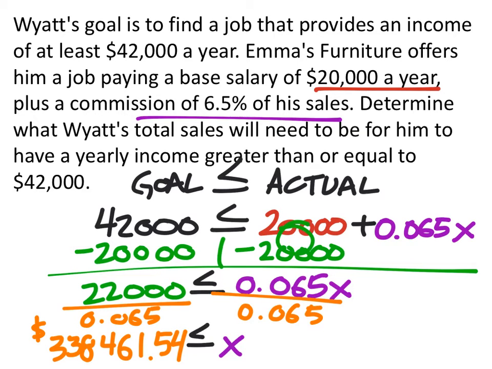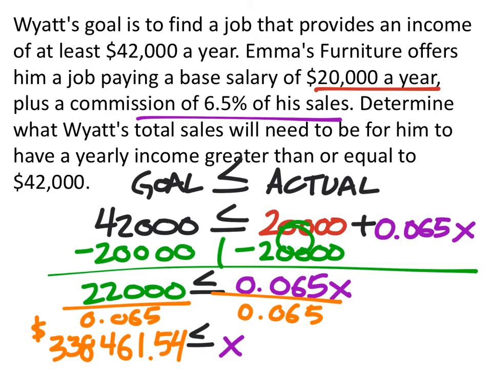And don't forget to label this. Now, the interpretation again means that if Wyatt is to accomplish his goal, he could sell $338,461.54 in furniture, and then he would exactly meet his goal. Now, the reason it's eating the X is because if he sold more than that, he would be fine with it. But yeah, that's determining what Wyatt's sales need to be.